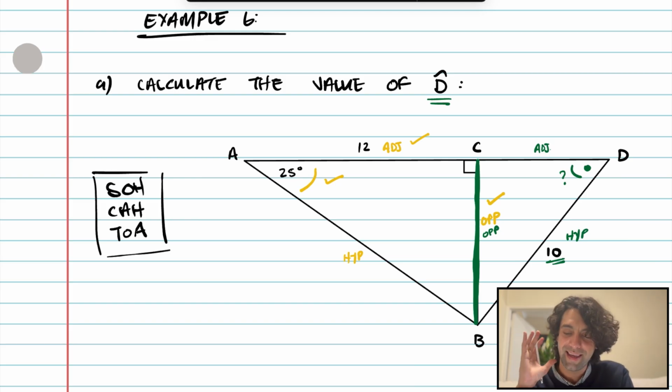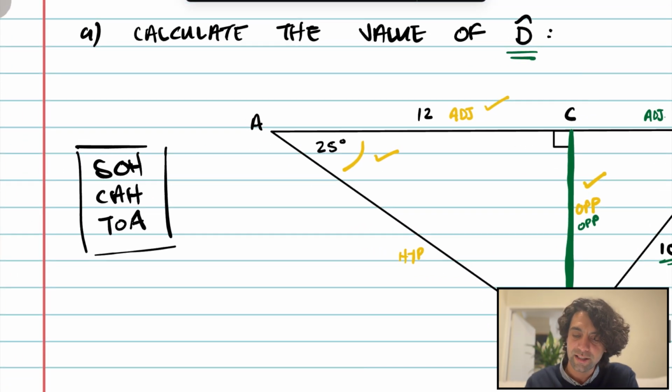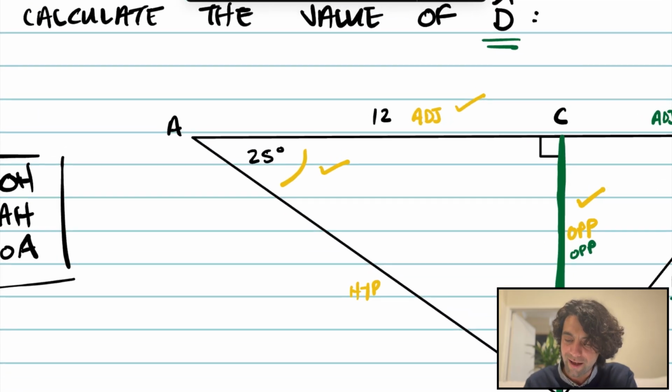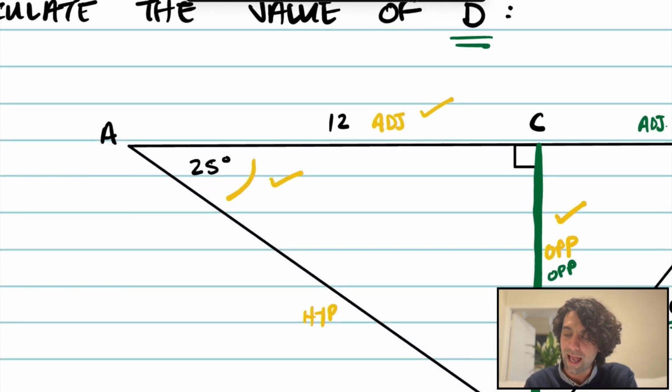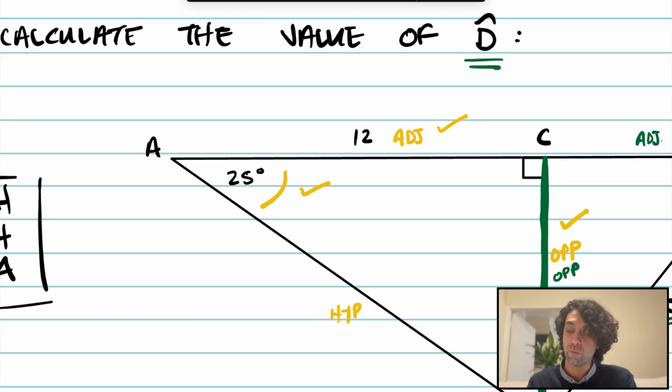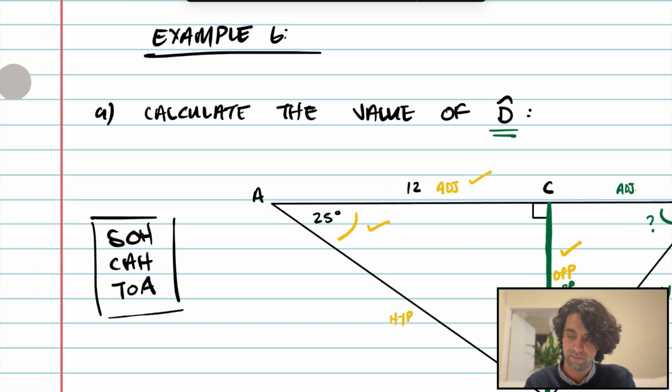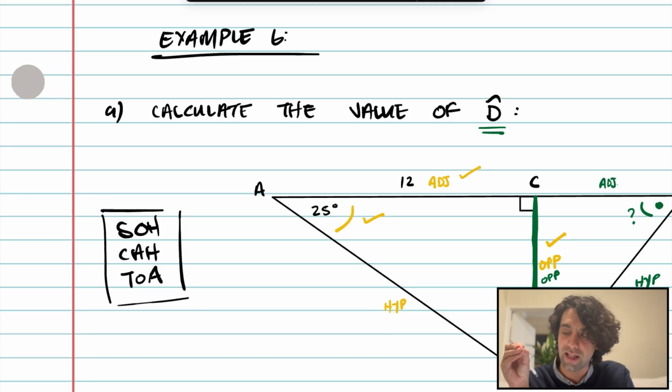Okay, guys. All right, so we need to find a trig function that is going to work for this triangle, okay? So let's see what we've got. We have the angle, we have the adjacent, and we are looking for the opposite. So I'm looking for a trig function that incorporates adjacent and opposite. Let's have a look at what we've got.